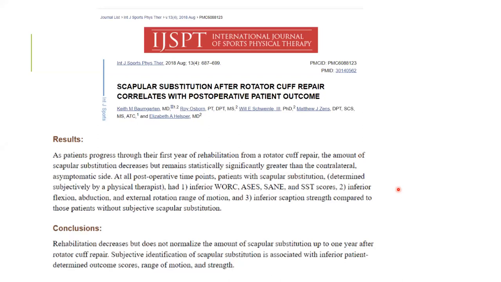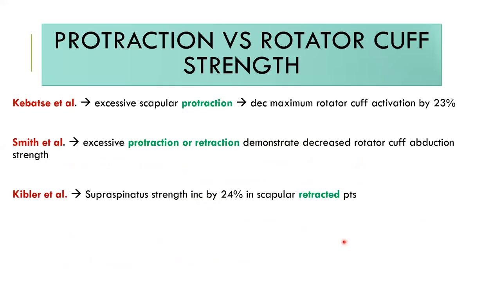So these are some of the papers which suggest that after a rotator cuff repair, the scapular substitution happens, and it improves only by 1 year. The protraction and cuff strength correlation is that whenever there is excessive scapular protraction, it decreases the activation of the cuff by about 23%. And excessive protraction or retraction demonstrates decreased strength.